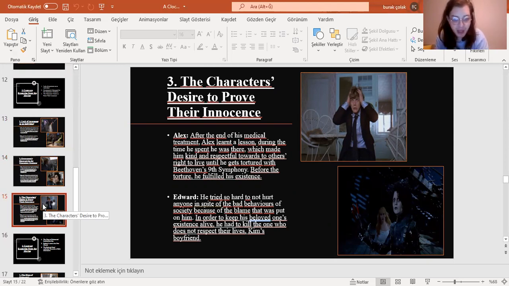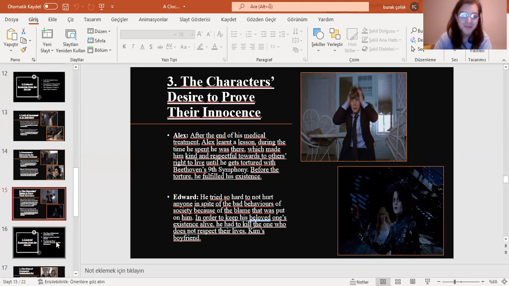Edward tries so hard not to hurt anyone else, in spite of the bad behaviors of society, because of the blame that was put on him. And in order to keep his beloved one's existence alive, he had to kill the one who does not respect their lives: Kim's boyfriend. Yeah.